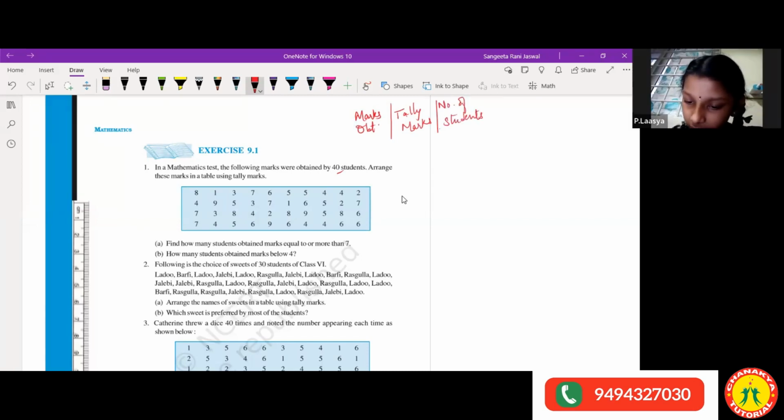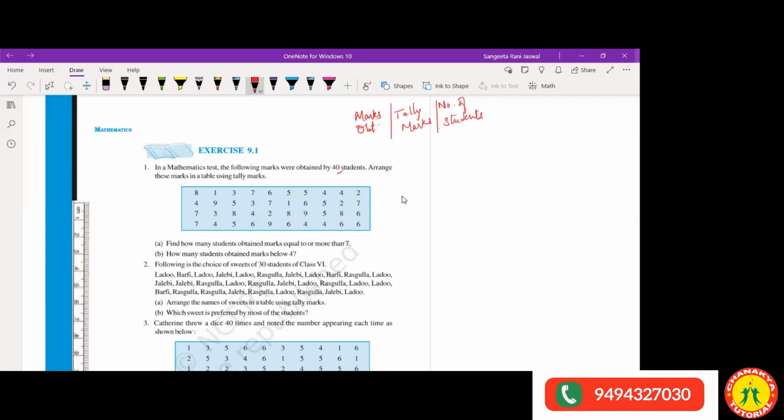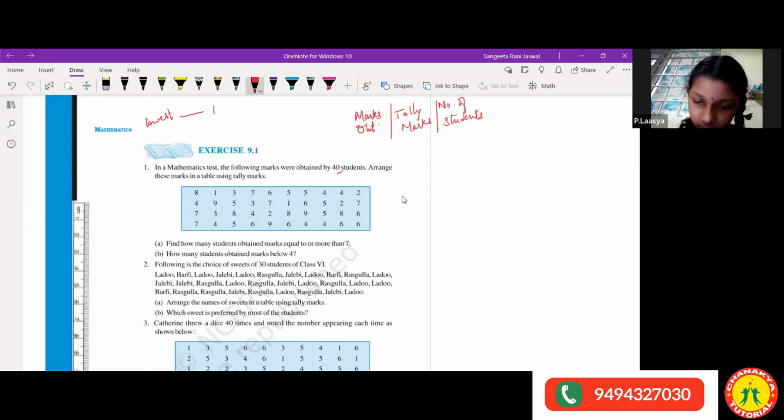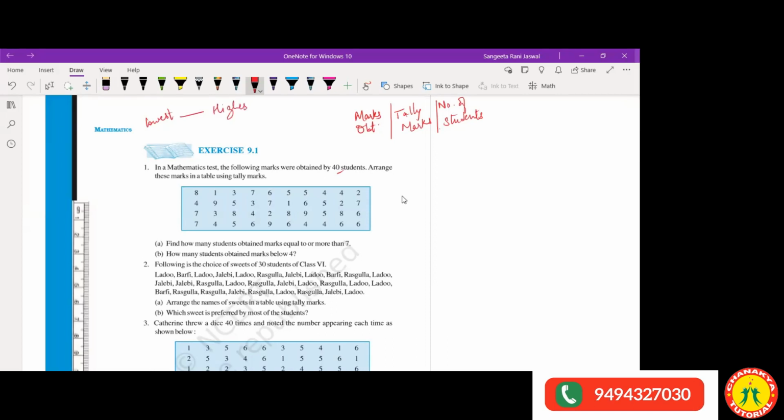Now see the marks. Let's see the range of marks. Now, how do we see the range? Range is from the lowest number to the highest number. So the lowest marks here is 1, and the highest marks here is 9, single digit. So lowest is 1, highest is 9. So I will write under the first column all the marks from 1, 2, 3, 4, 5, 6, 7, 8, 9. So this is the range.